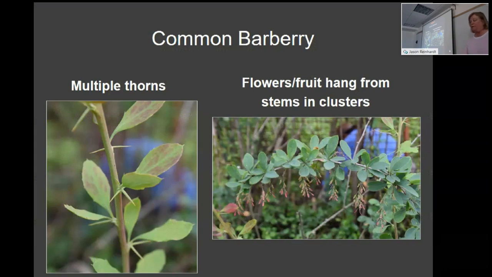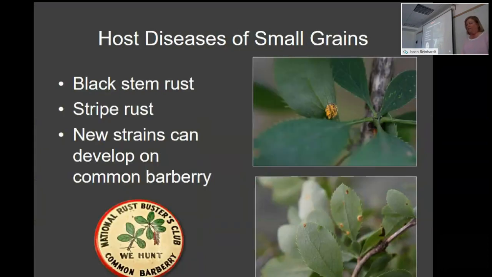So the story gets a little more complex because there's also common barberry, which is closely related. One of the distinguishing characteristics is that in some instances, there are multiple thorns. So here you can see these 3 thorns at the leaf axils in this picture, and then the fruit and flowers hang down in these clusters. And so those are some of the identifying characteristics.